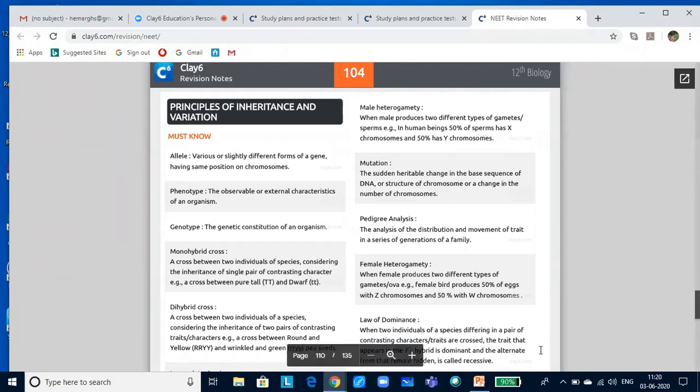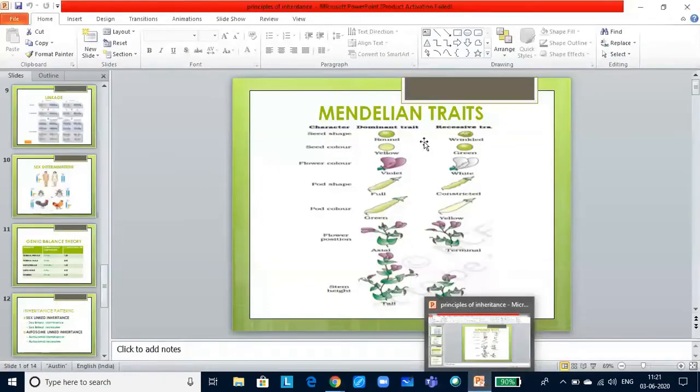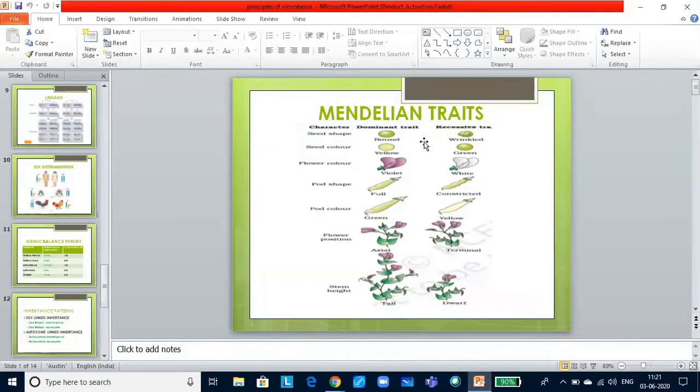Now, before I explain all these terminologies, let us look at Mendel's work. So before that, let us know about Mendelian principles and Mendel's work. Now, you know, Gregor J. Mendel was an Austrian monk who performed breeding experiments on the Pisum sativum, or garden pea, and he is credited to be the father of genetics.